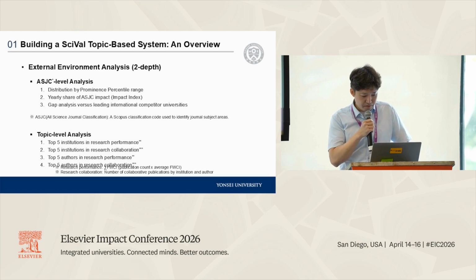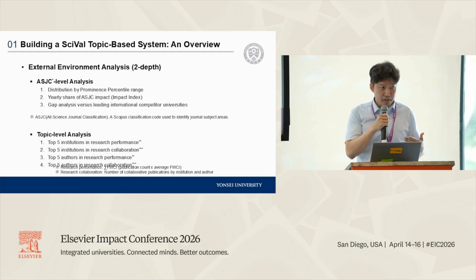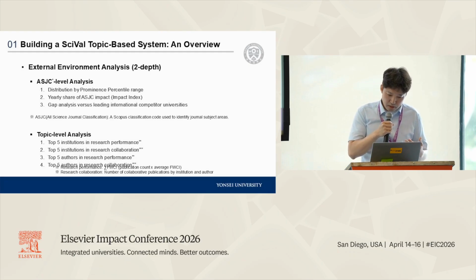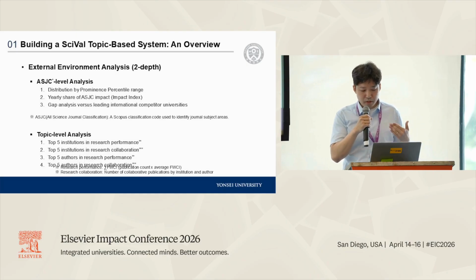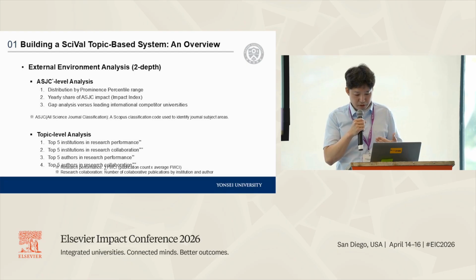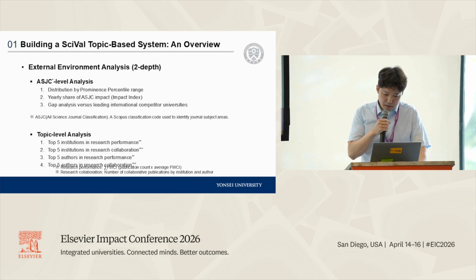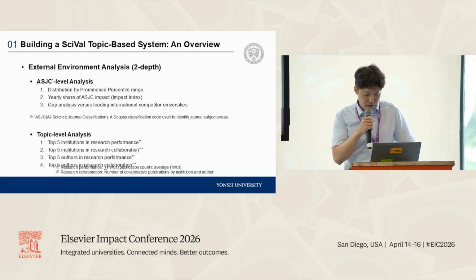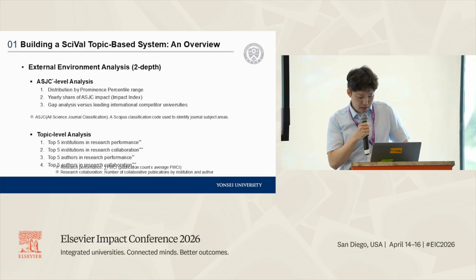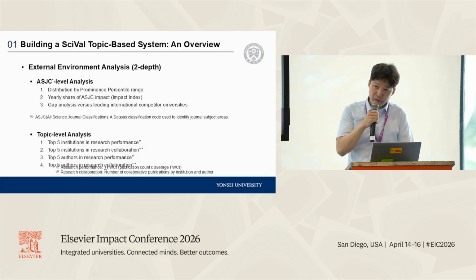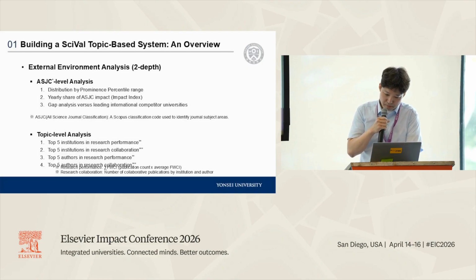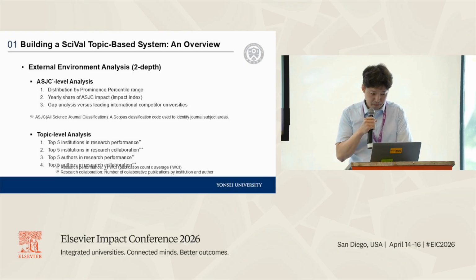And at the topic level, I've implemented a dashboard that highlights the top 5 institutions and authors by 2 categories: highest research performance and active research collaboration. So the research performance is calculated based on the sum of FWCI, while collaboration is measured based on the number of collaborative publications by institution and author.